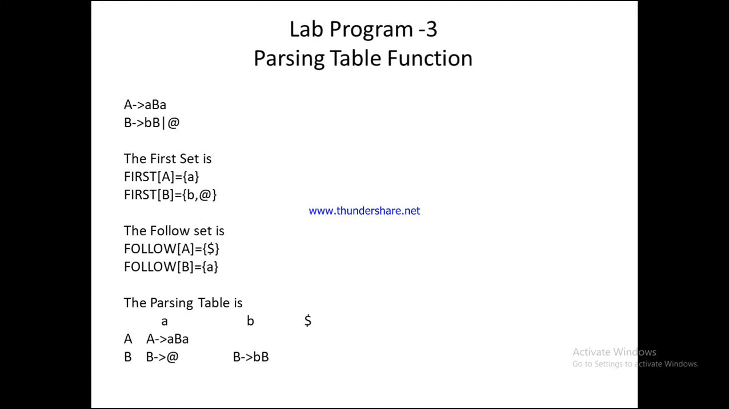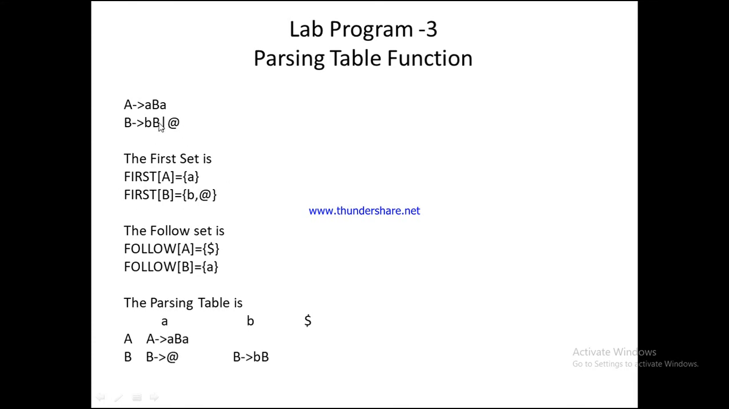Already all of you know how to construct the parse table, and you have already written the test on how to construct the parsing table. So here, just once again, I'll consider this particular production for which we are building the first, follow, and parsing table. The given production is: A determines A B A, and B determines B B, and B determines epsilon. Already we have computed this in the previous session.